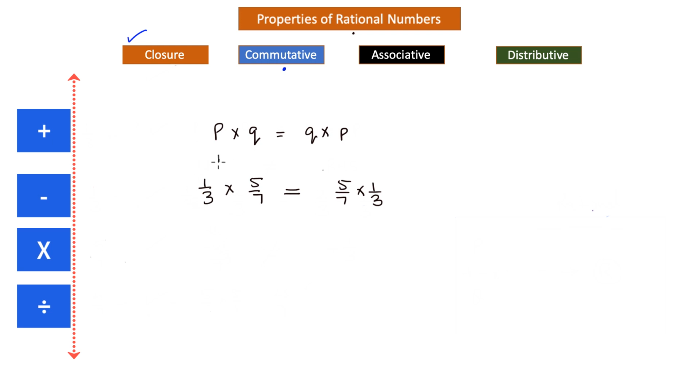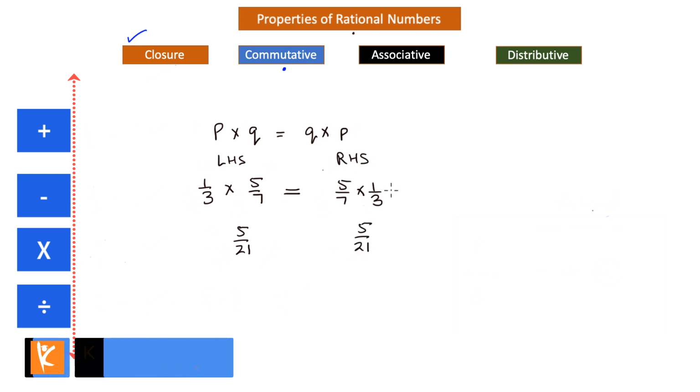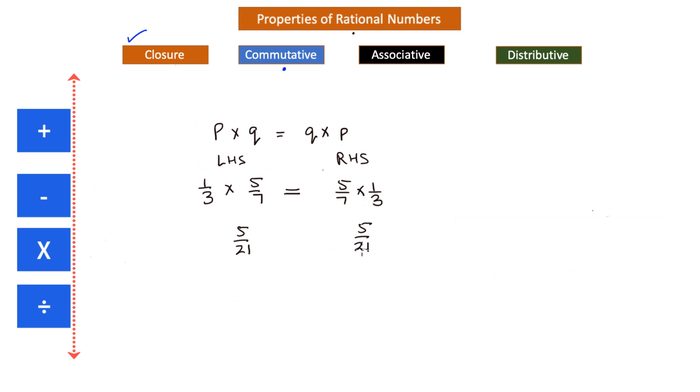So in this case, on the left hand side, my net result is 5/21. And likewise, on the right hand side too, my result is also 5/21. It is simply a product of the numerators and the denominators. So these two results are indeed the same. So we will say that the commutative property for rational numbers does hold true under multiplication, right?